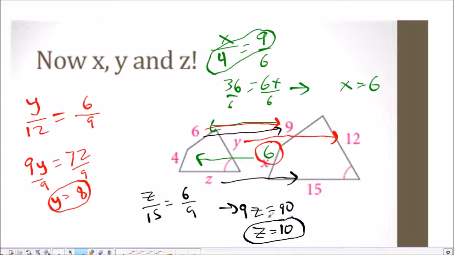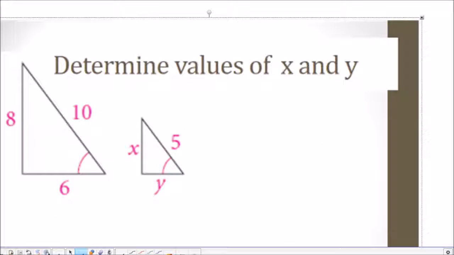All right, let's see. Directions asked us to find x, y, and z. We found x is 6, y is 8, and z is 10. Awesome. One more, and we're out of here. Cool. Try this one on your own.